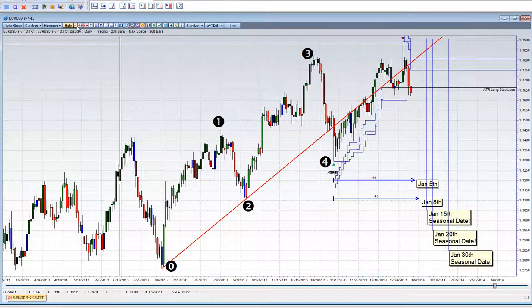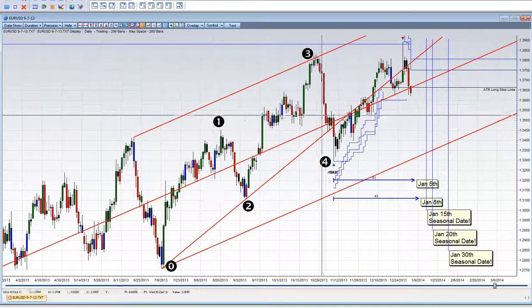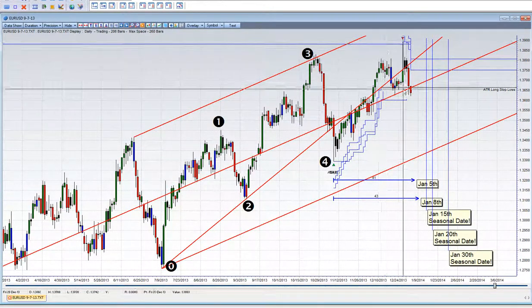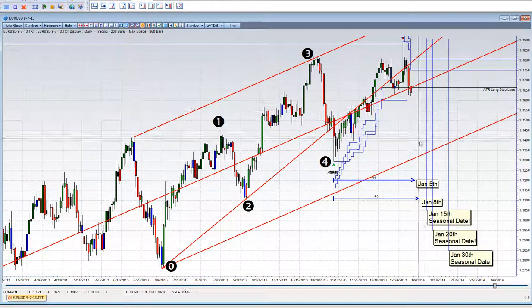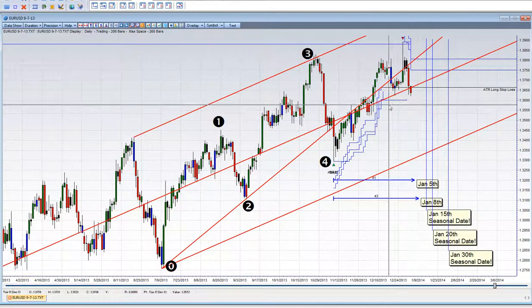And we go to the Andrews. Just want to show you that it's not doing too good either. It couldn't even stay in this channel right here. So now it's probably going to be playing around in this level if it keeps going lower.